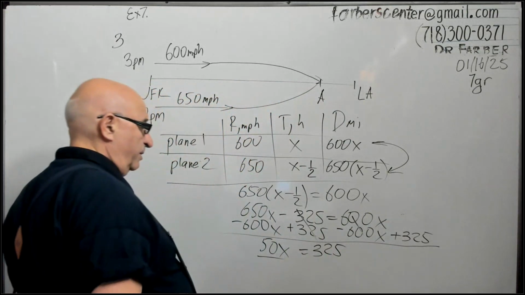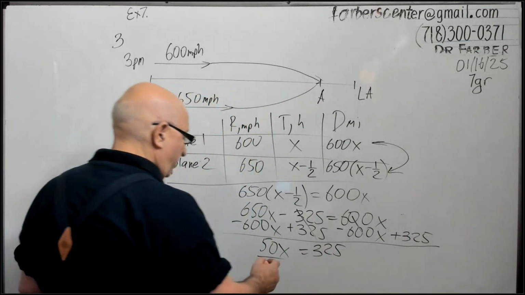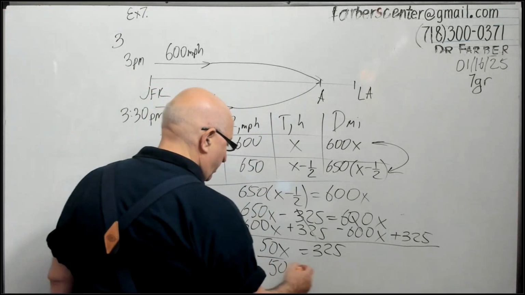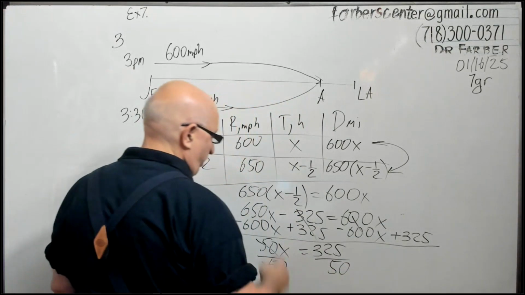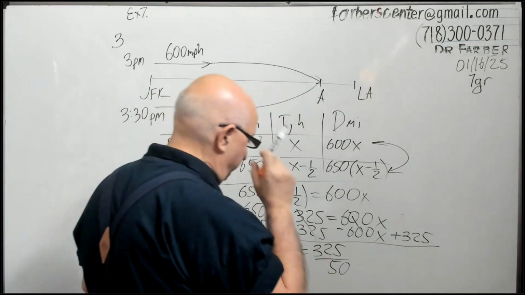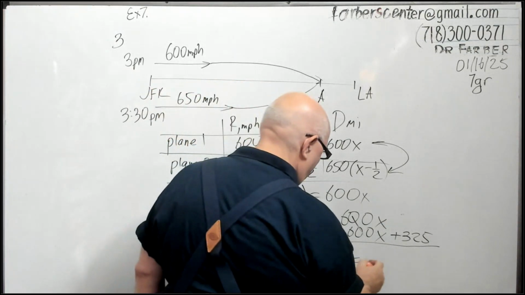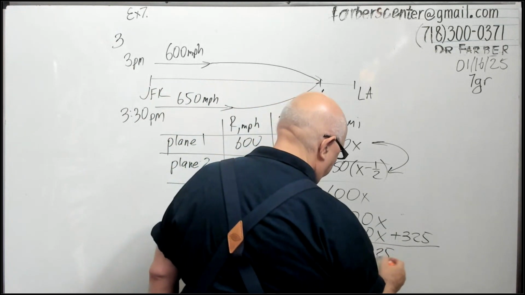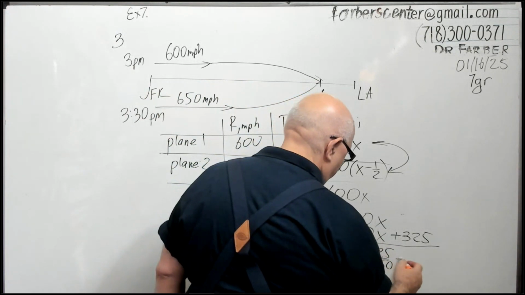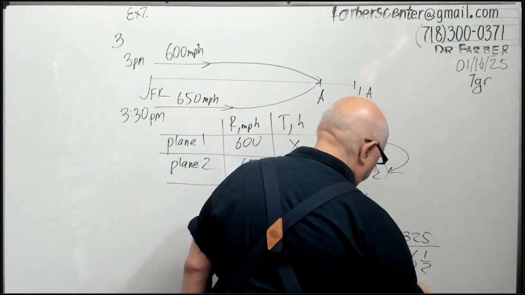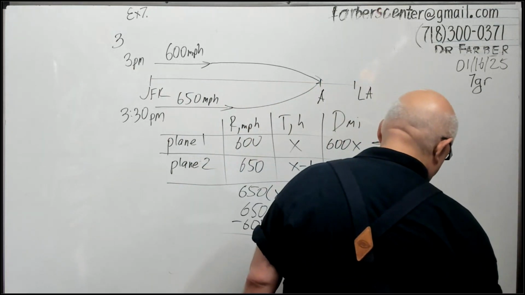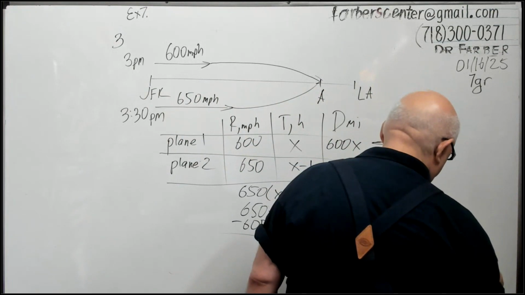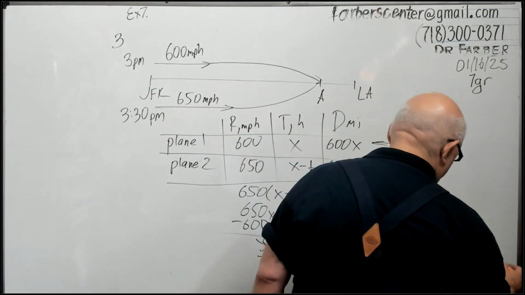50 goes in 325 six times, divided by 50, sorry. You get 6 and 25 over 50, 6 and 25 over 50, which is 6 and 1 over 2, or 6 hours, 30 minutes.